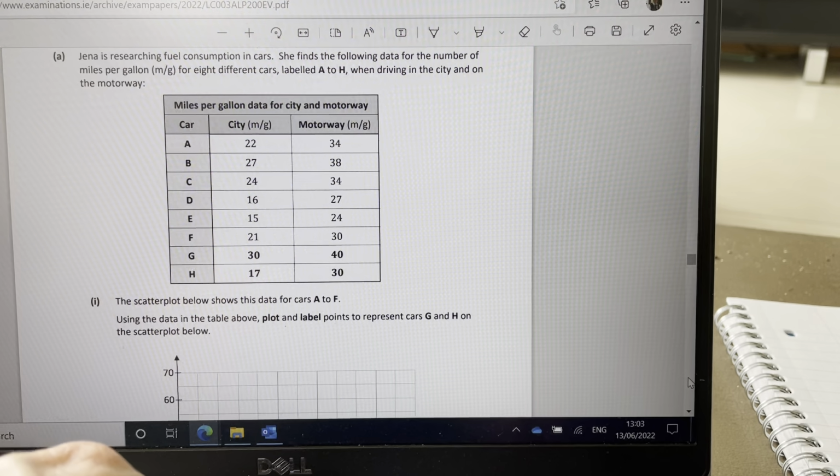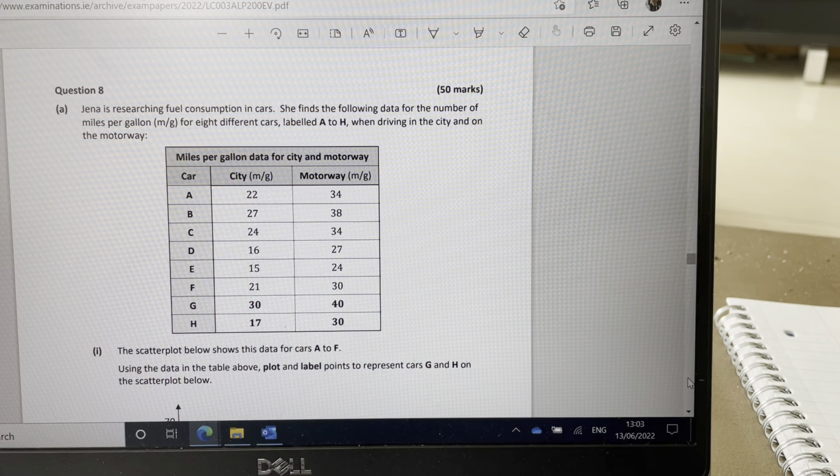Fuel consumption in cars. So they love being kind of topical with these things. So this is nice and topical. So maths is morphing into applied maths, and then meanwhile applied maths is going in a kind of bonkers direction.